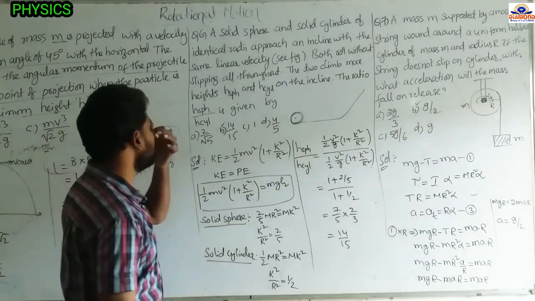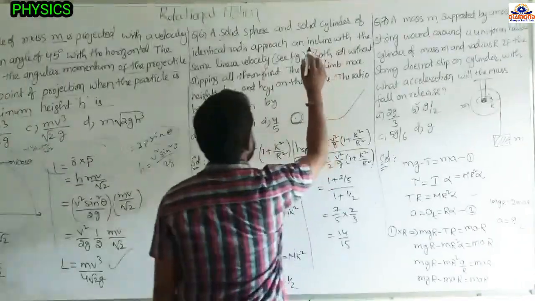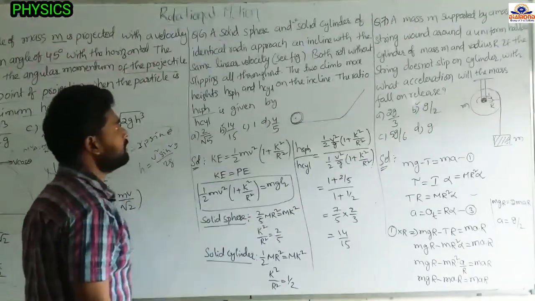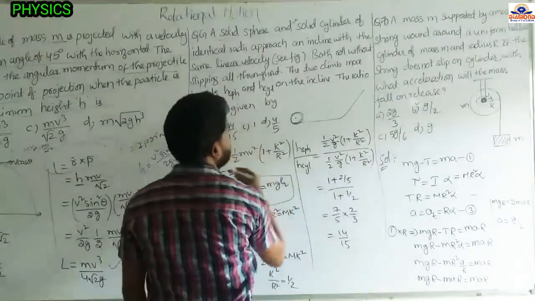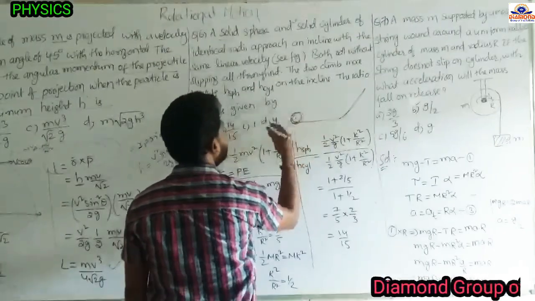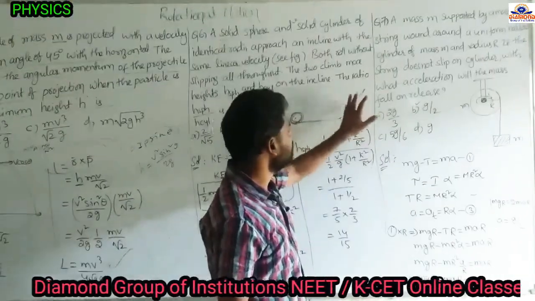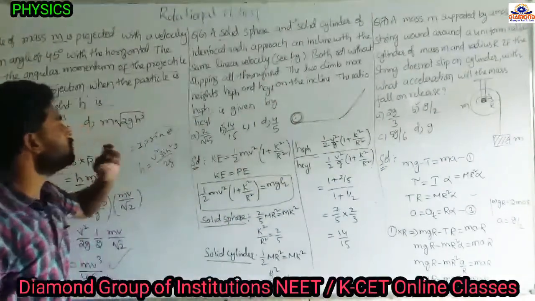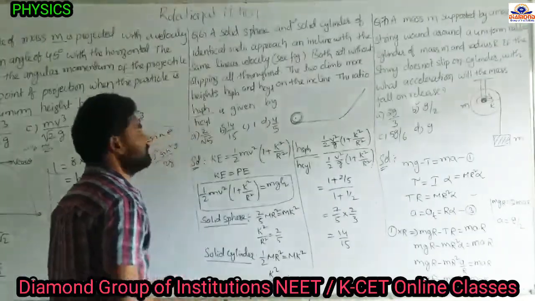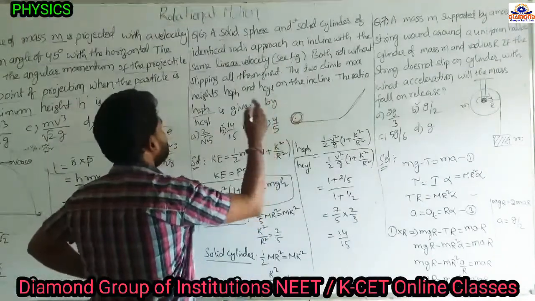Next two questions are based on rolling motion. A solid sphere and a solid cylinder of identical radius, both having the same radius, approach an incline with the same linear velocity. This is the horizontal and this is the incline. Both approach this inclined plane with the same velocity, and both roll without slipping all throughout. So that means it has linear and rotational motion, translational and rotational motion both.